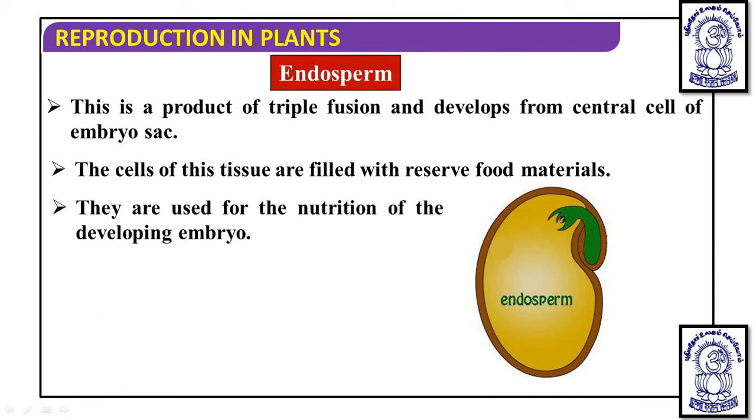Then, for the nourishment of what is it actually formed? The answer is the developing embryo. The answer is the developing embryo. For providing nutrition, this endosperm is getting developed.